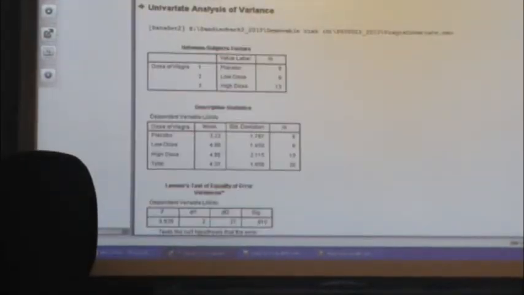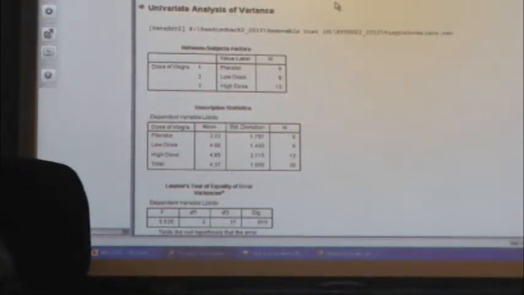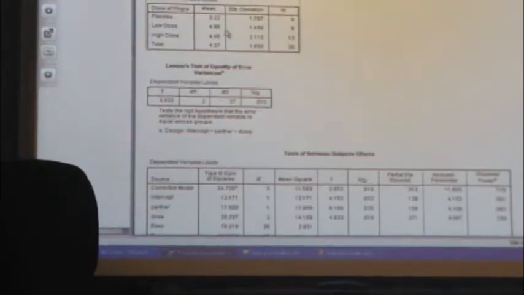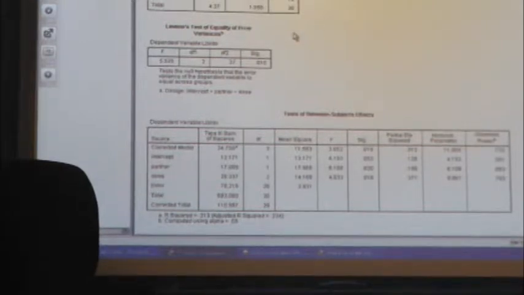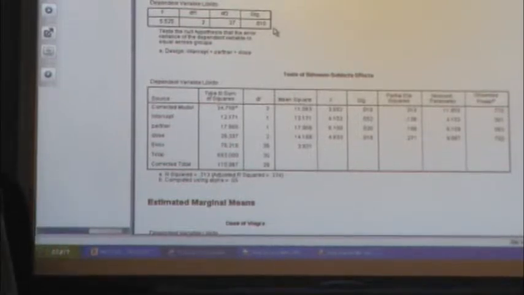And I gave you the output then. So here's what the output looks like. There's a few little things to note here. The first thing are the unadjusted means. So those are the means of the placebo, low dose, and high dose, and their standard deviations. You can see here it doesn't have even sample size either, they're slightly different. The Levene's test is the same as we're used to. It's the test of homogeneity of variance. If it's significant, that means we have violated homogeneity.